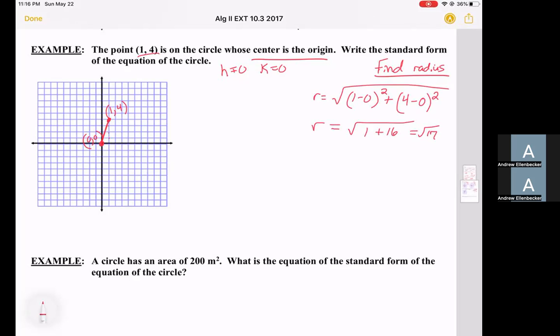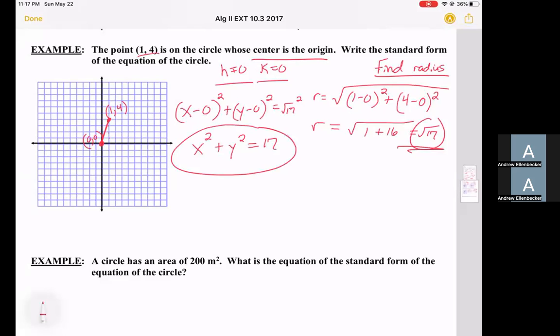So we type that in our calculator because we're going to get, well, we can take the square root of 17 for r actually for now. We'll get the decimal later. So square root of 17 goes in for r. So we know h, we know k, we know r. So now we have x minus 0 squared plus y minus 0 squared equals the square root of 17 squared. So this would be x squared plus y squared equals 17. Because when you take the square root of 17 squared, you get 17.